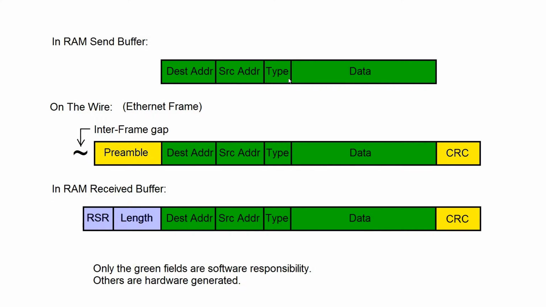As you can see, the frame is different in the send buffer, on the wire, and in the receive buffer. As far as the data in the send buffer is concerned, you can put anything in there with one exception. You have to be careful what you put in destination address. Other than that, you can put anything in this green field. Then when you issue the send command, the network adapter will insert the interframe gap, will insert the preamble, calculate the checksum, and send everything over the wire. When the frame is received, the preamble is discarded and the receive status is inserted and the 2-byte length is inserted and everything is transferred to the RAM receive buffer.